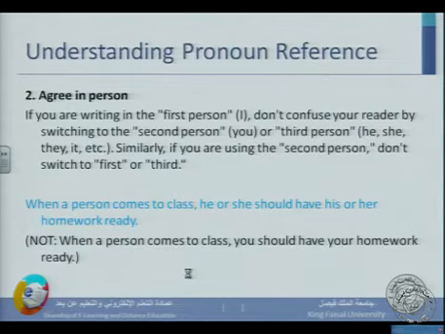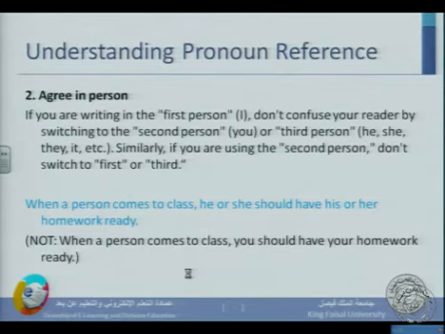Understanding pronoun reference number 2. Agree in person. For example, if you're writing in the first person I, do not confuse your reader by switching to the second person you, or third person he or she or they or it. Similarly, if you are using the second person, do not switch to first or third.